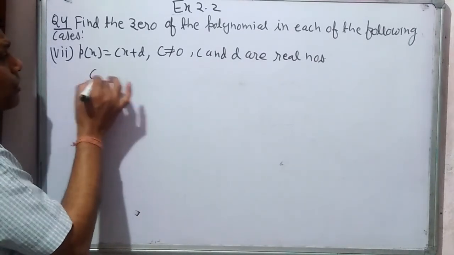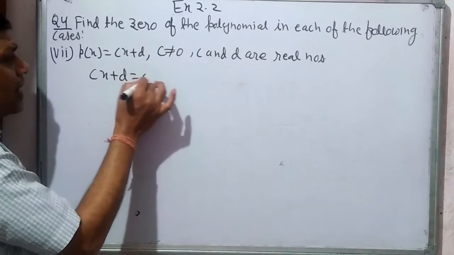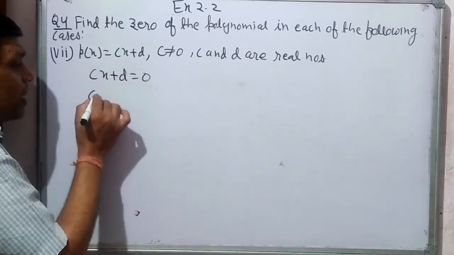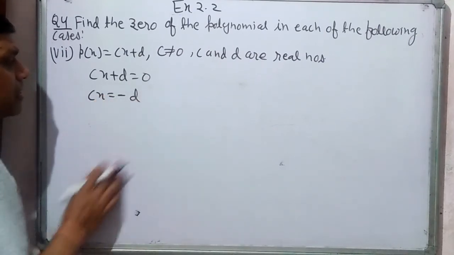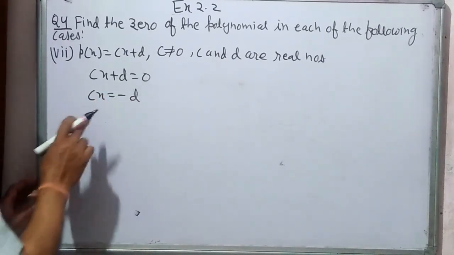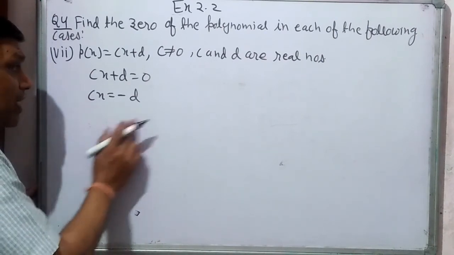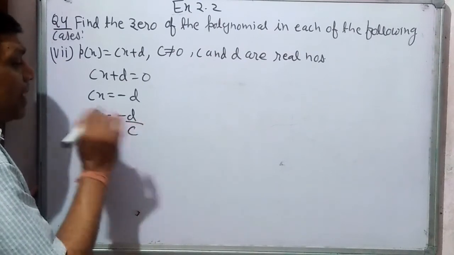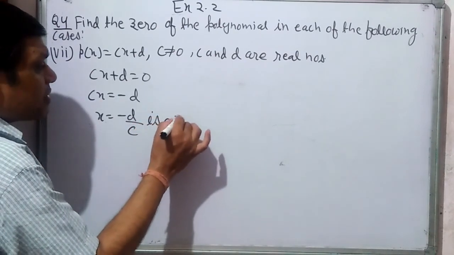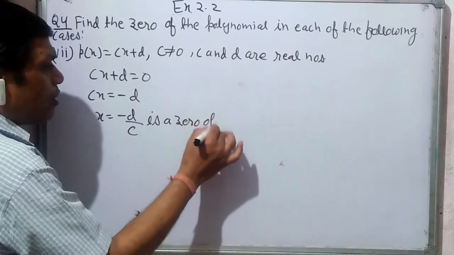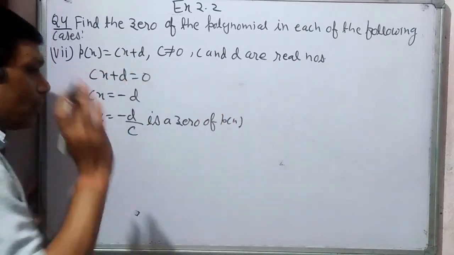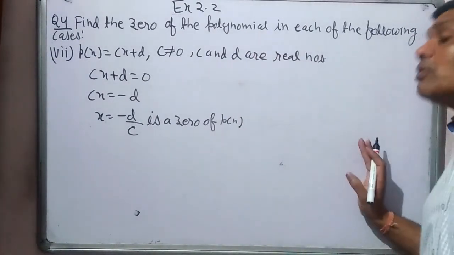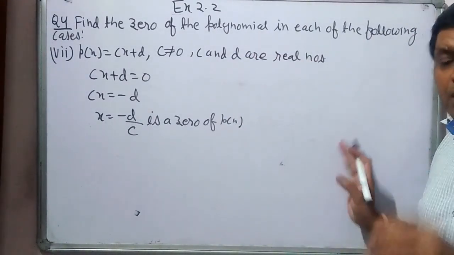Let us substitute this cx plus d equal to 0. Since d is a real number, we can transfer it to the other side. We can have cx equals minus d. C is again non-zero, so we can divide by it. We have x as minus d upon c, which is a 0 of p(x). So I am sure, students, now you are very comfortable about the basic concept of the zeros of a polynomial.